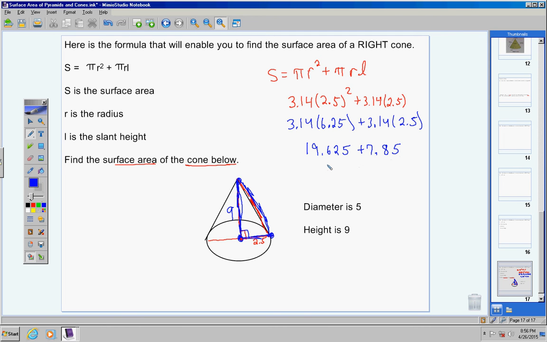Now if we add these two numbers together, I'm getting, and hopefully I've not made any mistakes, 27.475 units. There was no measurement given as in terms of feet, inches, or centimeters. No label for the measurement, so units squared. And there we go. That's the surface area of this cone.